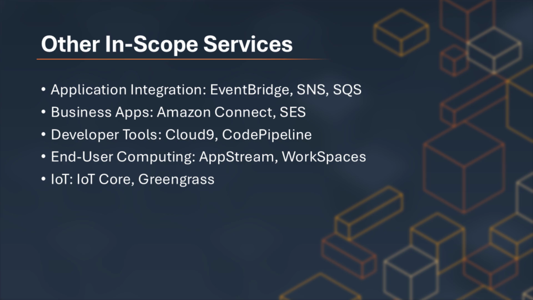Other services include application integration, EventBridge, SNS, SQS for messaging, business apps, Amazon Connect for contact centers, SES for email, developer tools, Cloud9, CodePipeline for CI/CD, end-user computing, AppStream, WorkSpaces for virtual desktops, and IoT Core, Greengrass for devices. For instance, SNS sends alerts, and Connect handles customer calls. The exam tests use cases, like SQS for queuing tasks.